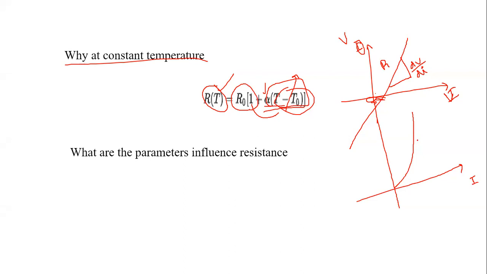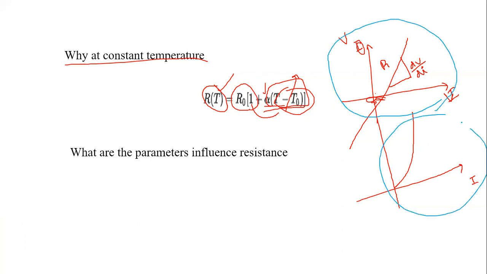So this is another characteristic where the temperature is variable. In the first case, the temperature is constant. In the second case, the temperature is variable, right? So this is the case where the temperature is constant, and this is the case where the temperature is variable.